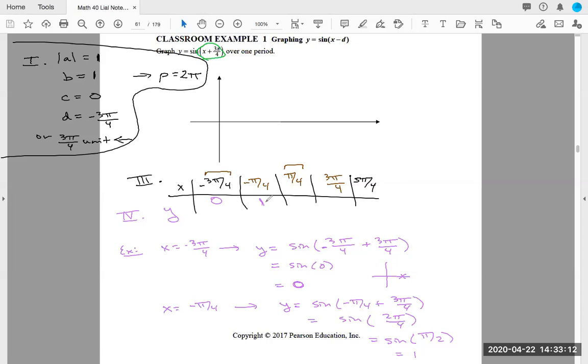Once you get these values, you can kind of guess what the other values should be. This should be 0, -1, and 0. You can always check with the calculator if you need to, and let me know if you need help with that.